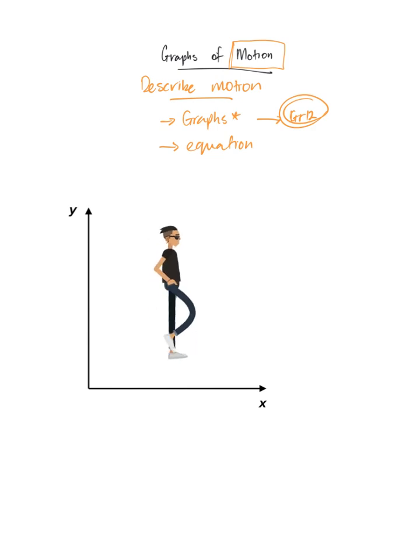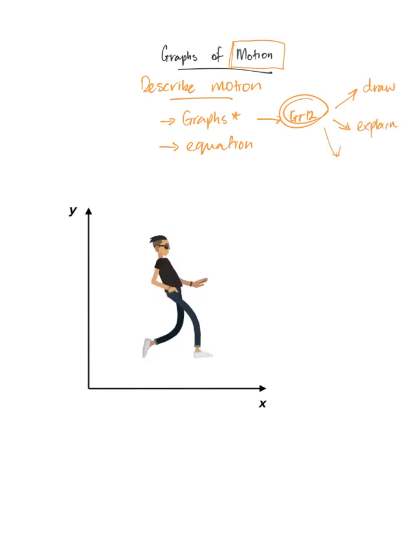You need to know how to do two things. The first thing you need to know is how to draw the graph. The second thing you need to know is how to explain the graph. And then another thing would be to interpret the graph. All right, so the graphs will always look the same, right? But how we describe the motion, that's important.